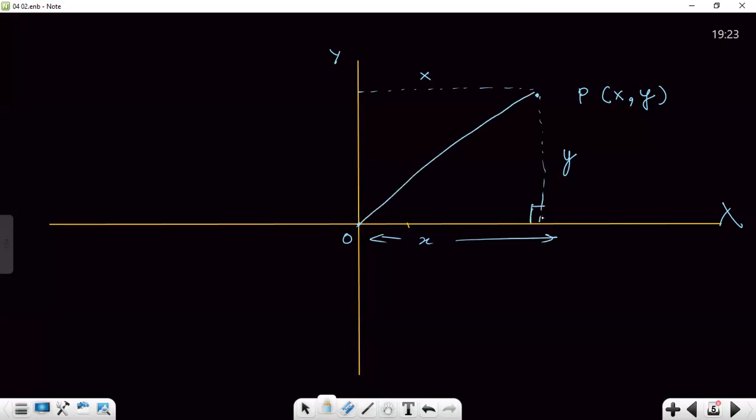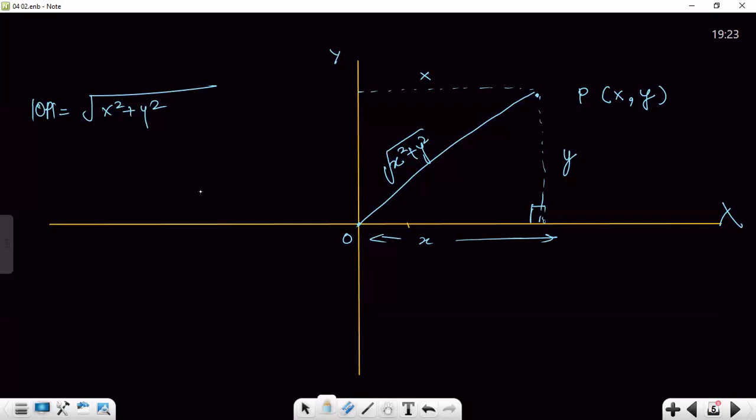We know this is a perpendicular. Using the Pythagoras theorem, the distance OP comes out as square root of x square plus y square. Okay, fine. But what about the distance between 2 points? Here we were discussing the distance between a point and the origin, but mostly we discuss the distance in relation to some other point.